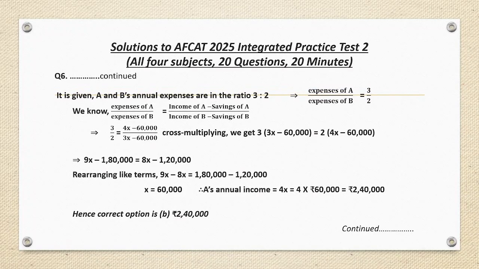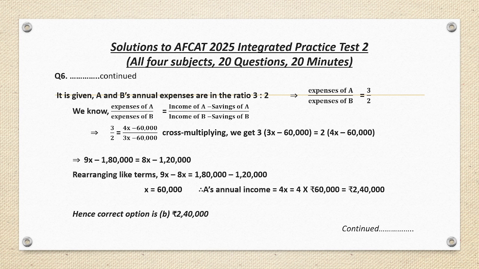Right. Now 3 by 2 is equal to 4x minus 60,000 whole divided by 3x minus 60,000, and let us cross multiply this. Then 3 into, in the brackets, 3x minus 60,000 and 2 into, in the brackets, 4x minus 60,000. So that is 9x minus 180,000 is equal to 8x minus 120,000. And let us rearrange the like terms. 9x minus 8x equal to 1,80,000 minus 1,20,000. So x is equal to 60,000.